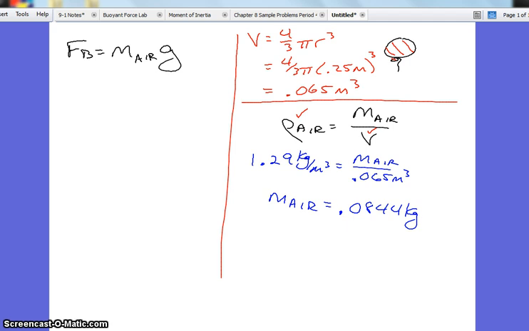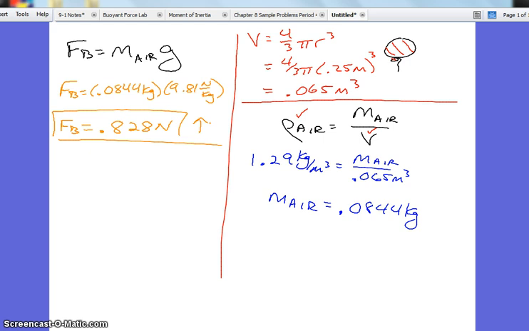And now we can solve for our buoyant force. Our buoyant force is 0.0844 kilograms times 9.81 newtons per kilogram. The buoyant force acting on the balloon is 0.828 newtons. And so we solve for letter A, and that force is upward. Now to get letter B, we need to find the gravitational force.